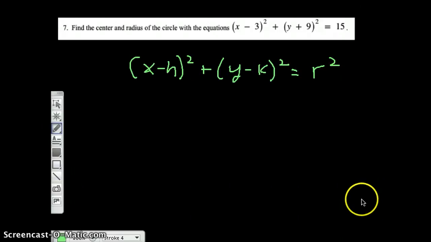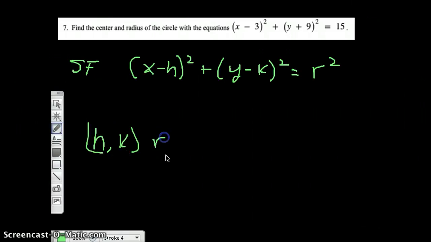Okay, now here number 7 is a question about a circle, and of course this is the standard form of the equation of a circle. So notice for a circle, the center is h comma k, and r is the radius. Well, in this case, we have x minus 3, so h has to be 3. In this case, we have y plus 9. The only way to get y plus 9 is for us to have y minus a negative 9. So that tells us that k has to be negative 9.